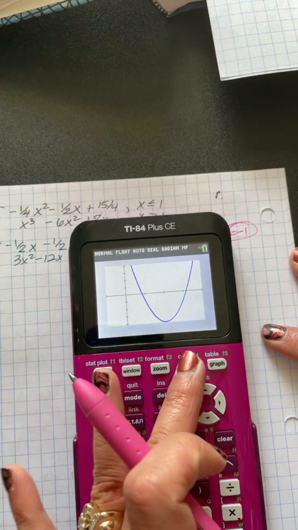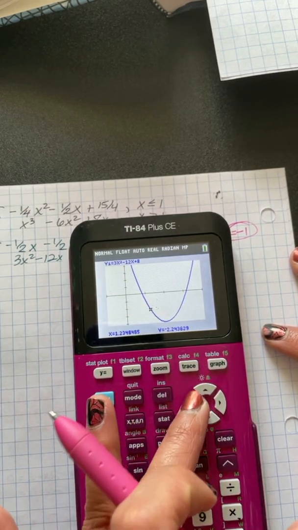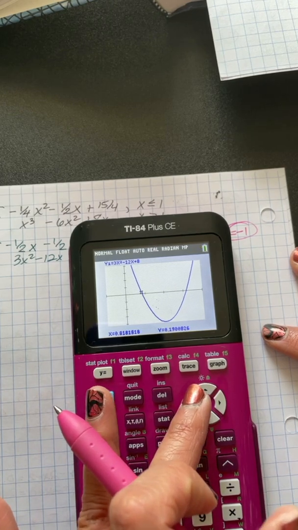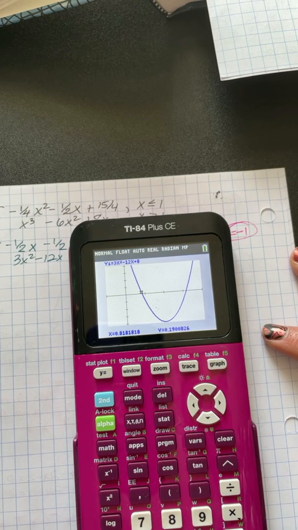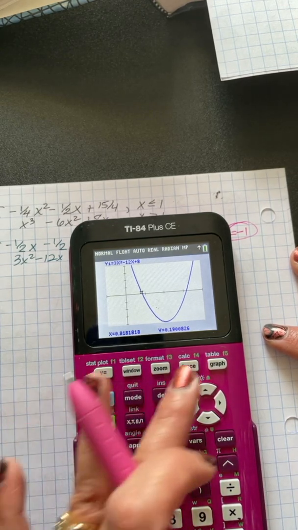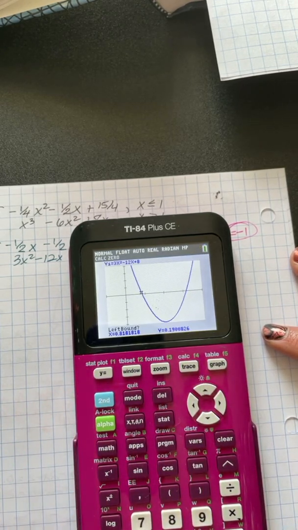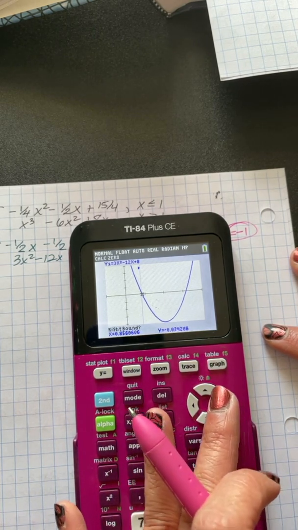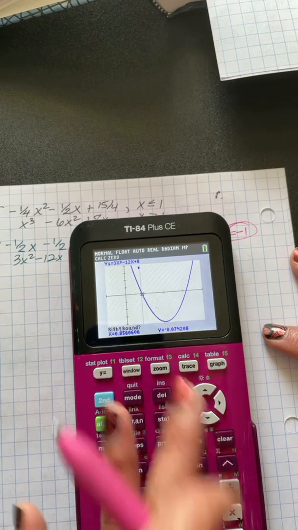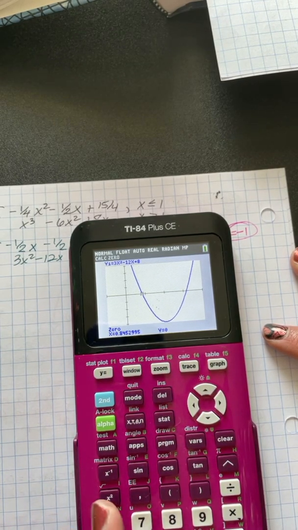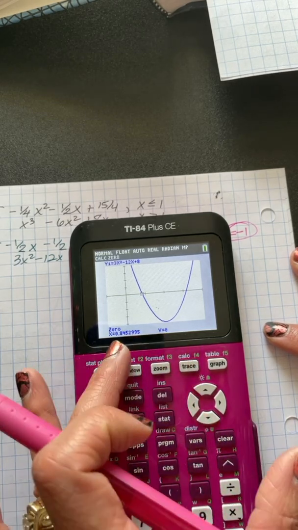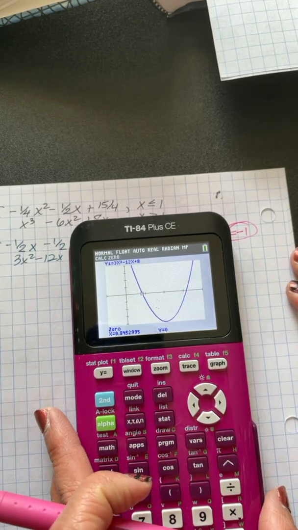So I want to trace, scooch this up because we go from left to right. So I want it to be positive, but the positive number right before it turns negative. And I want to hit second calc, number 2 for zero. Left bound is good. Scooch it over till the y value is negative, hit enter, guess, and it's 0. At y equals 0, it's 0.845, so 0.85.